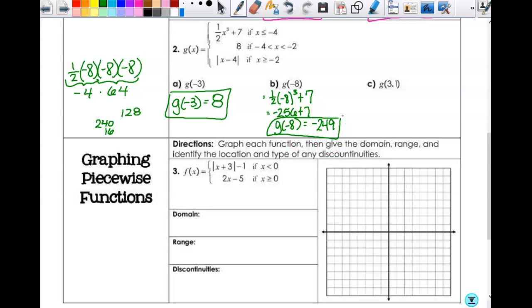All right, then we have a decimal. Oh no, 3.1, where does that fall? Good, the last one, the greater than negative 2. So that means I get the absolute value of 3.1 minus 4. It's the absolute value of negative 0.9. So g of 3.1 equals 9/10.